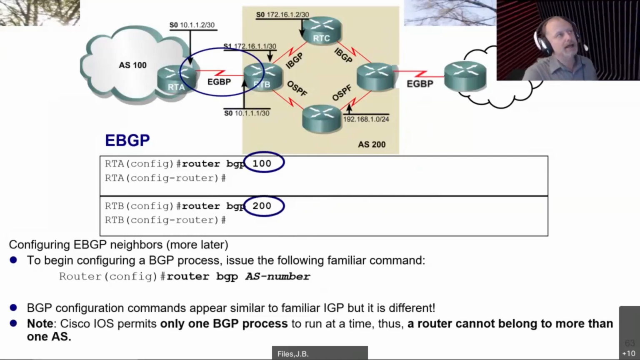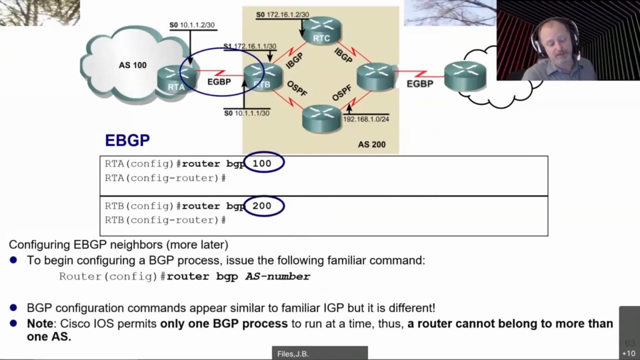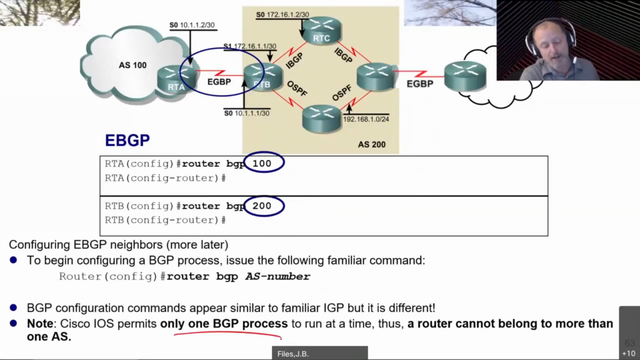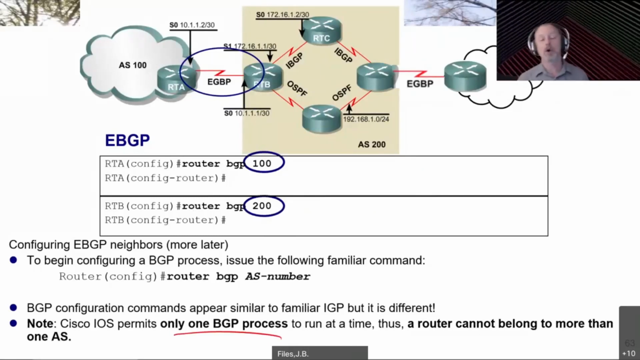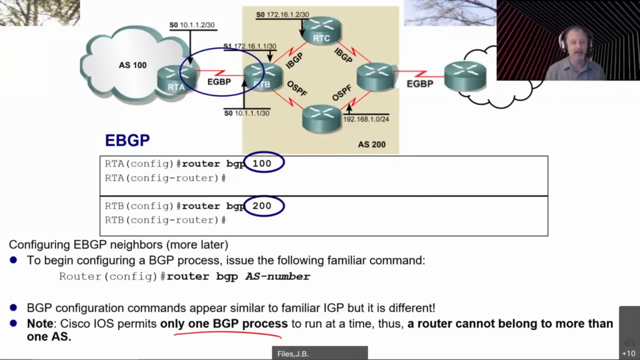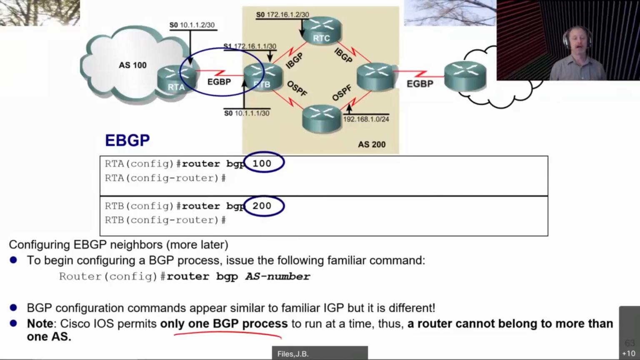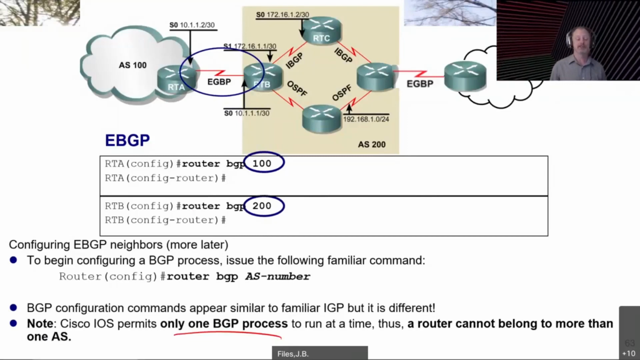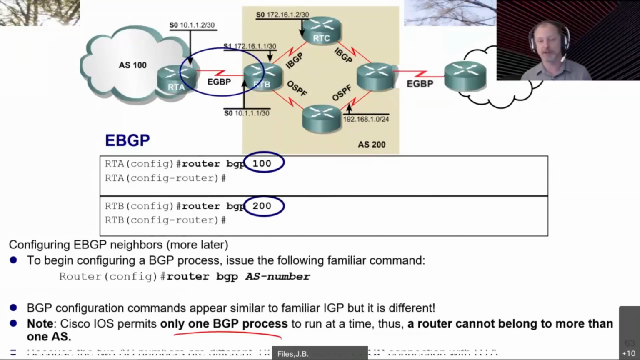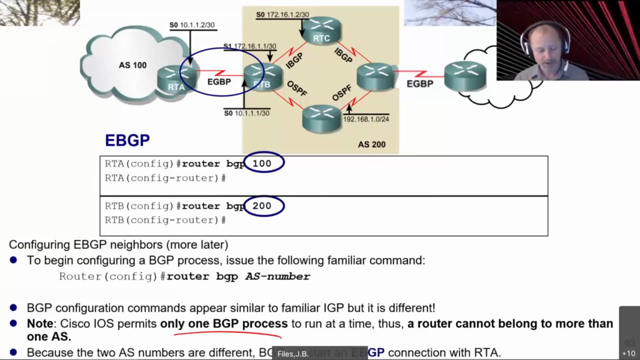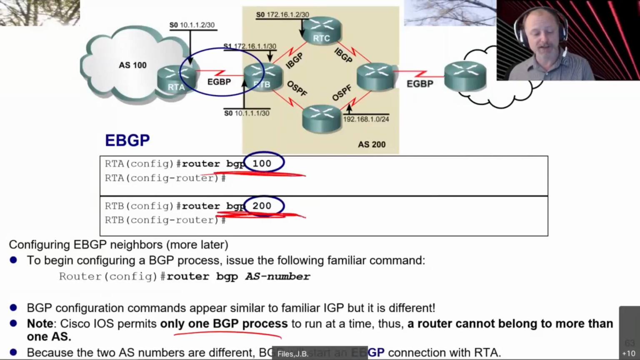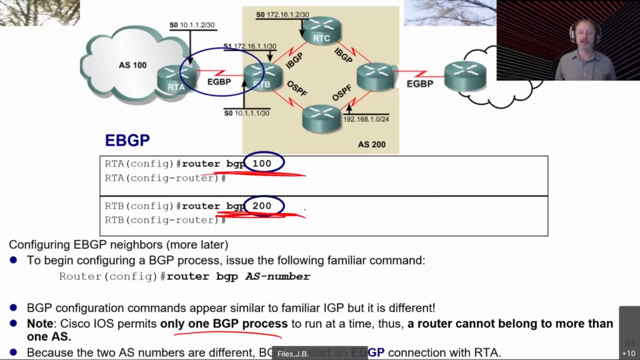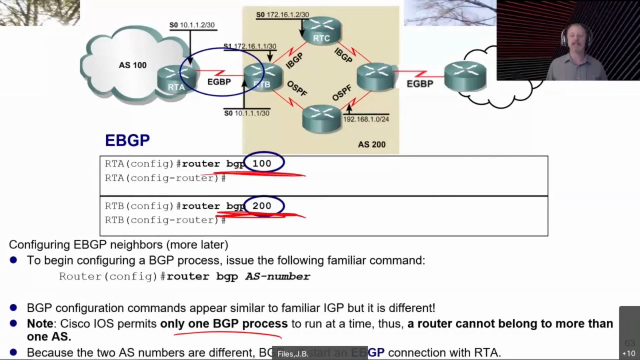Now, unlike the other routing protocols that we've messed with, you can only have one BGP process running at a time. That means a router can only belong to a single autonomous system or have a single autonomous system number for BGP. Now, since these two are configured with different autonomous system numbers, they're going to connect up with an eBGP relationship.